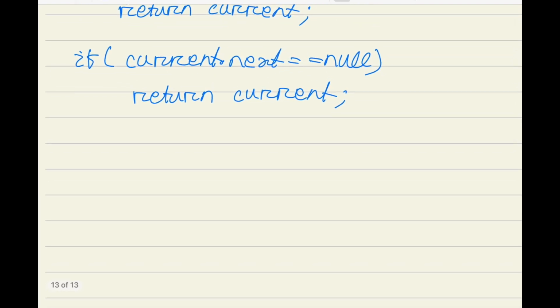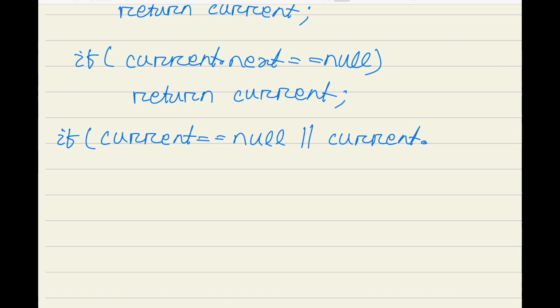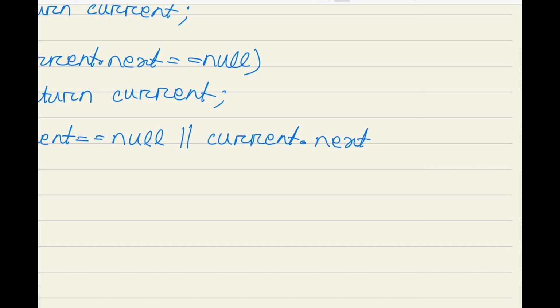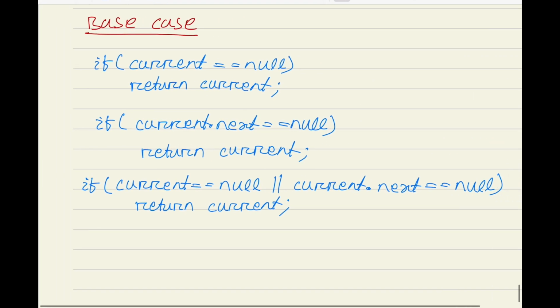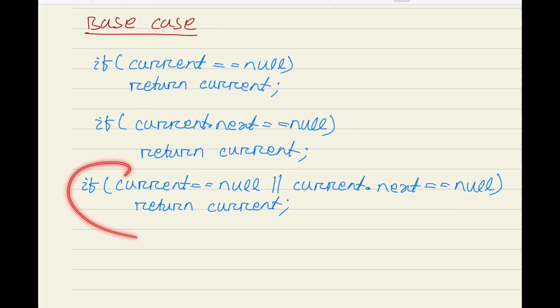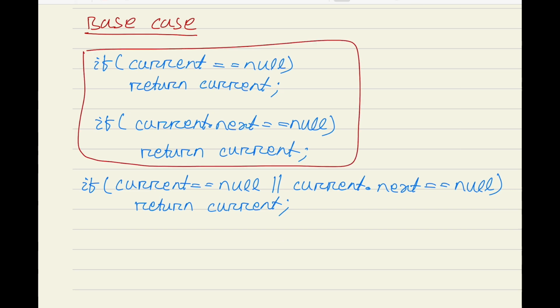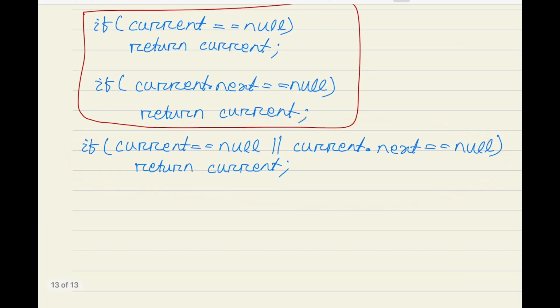So we can write it like this: if current equals null or current dot next equals null, then return current. Either you can write these two statements, or you can write a single statement. Both are the same. We have combined the two if statements using an OR operation here. So this is the base case.